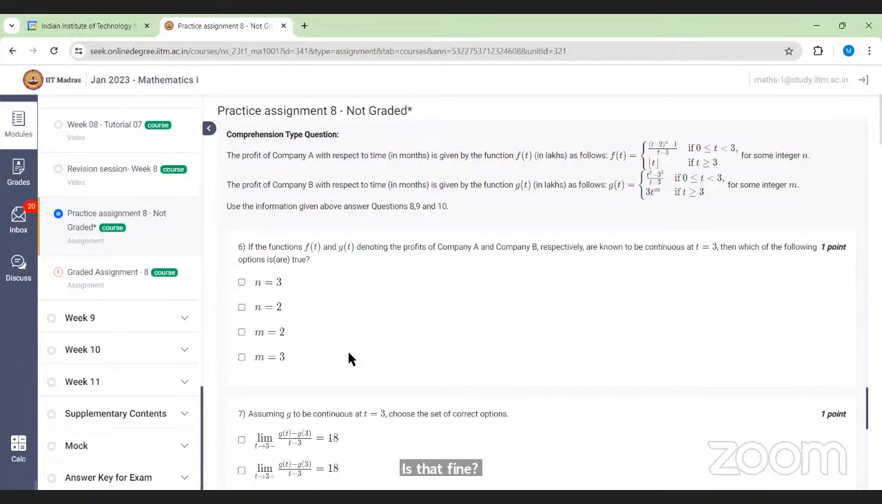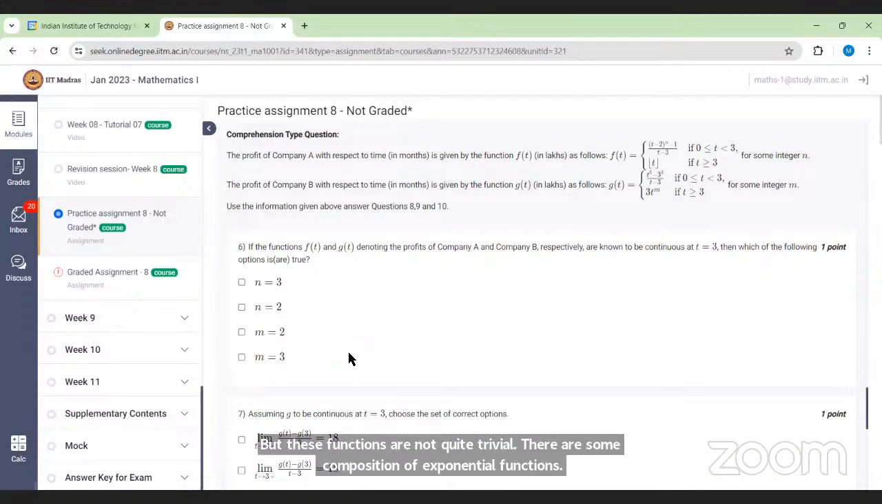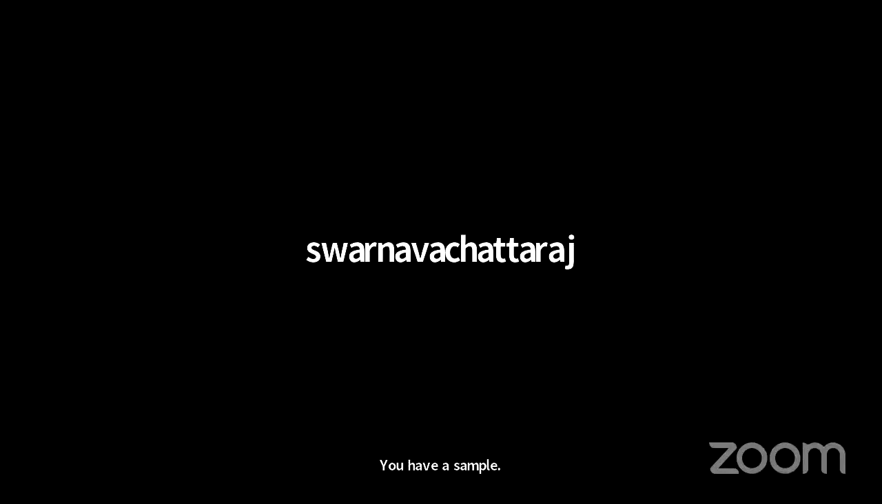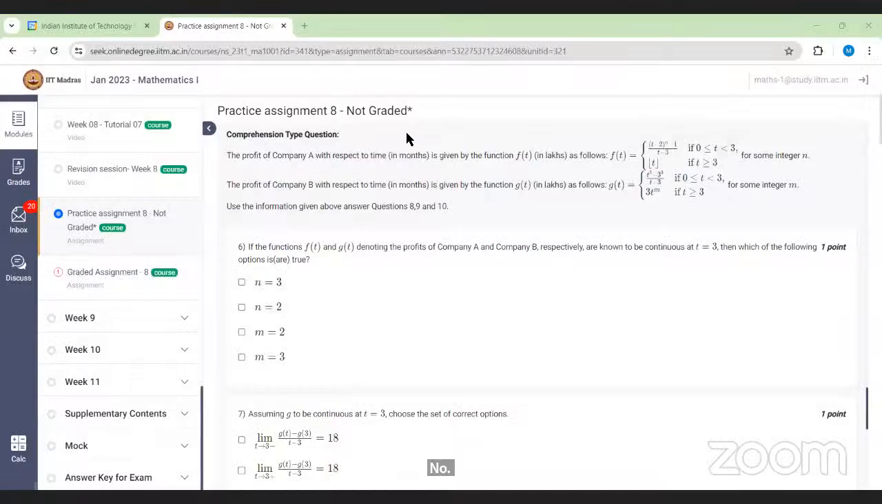Okay, but these functions are not quite trivial. They are some composition of exponential functions. Okay, composition. Do you have a sample? I can state the question, but I don't know how. The deadline is not over yet, right? So we will discuss it in the next session. Don't worry, we'll discuss it in the next session.